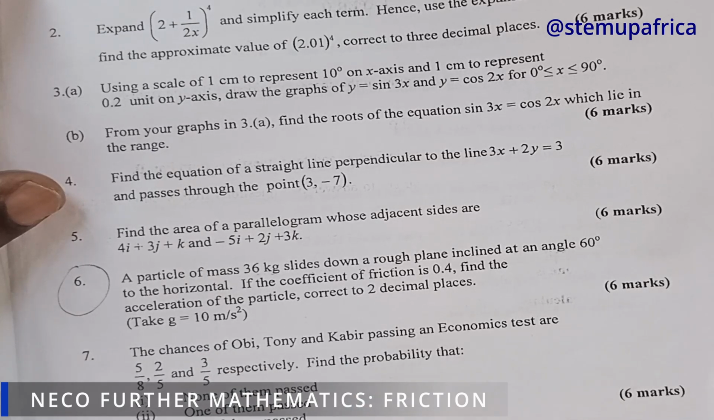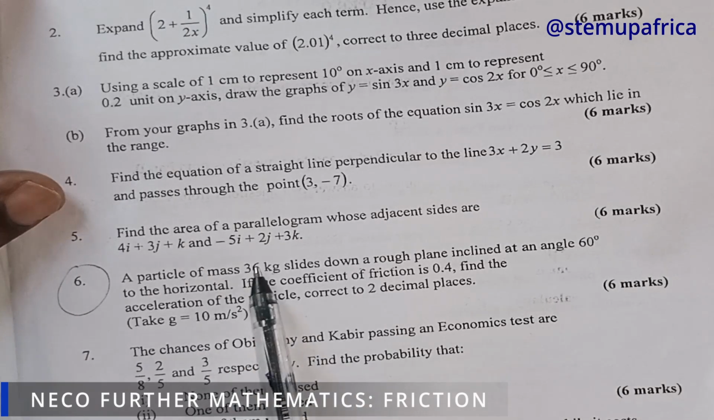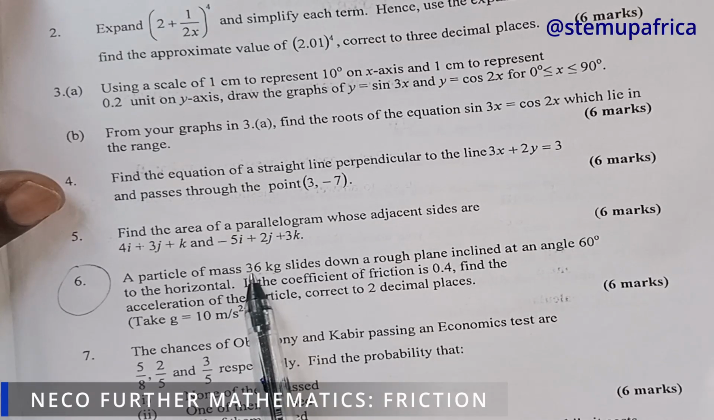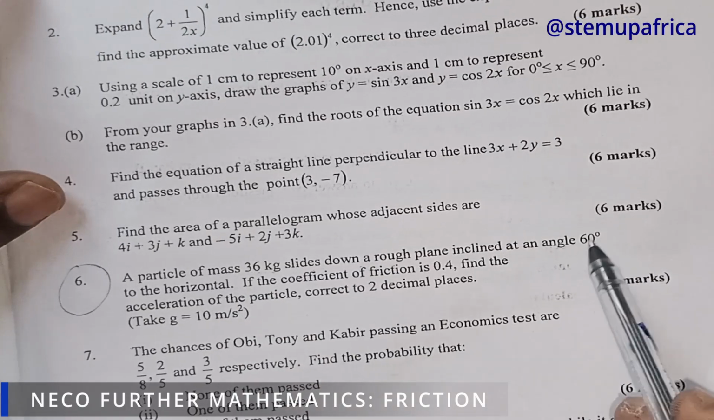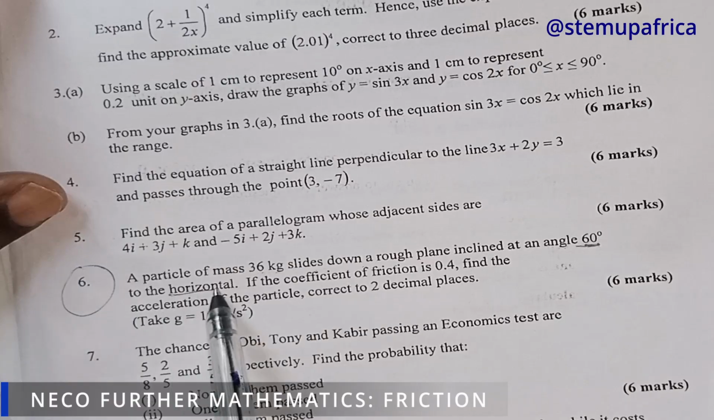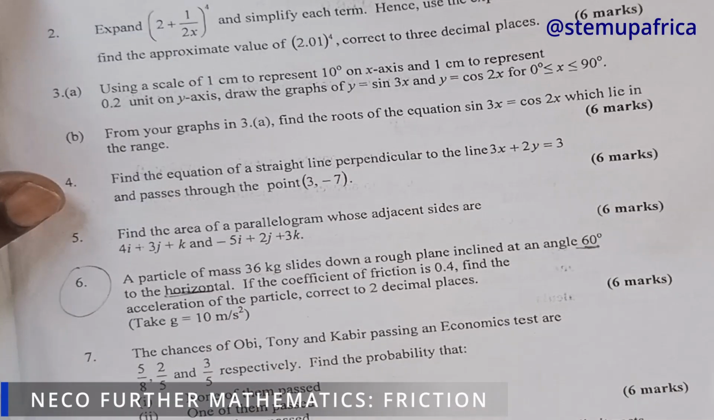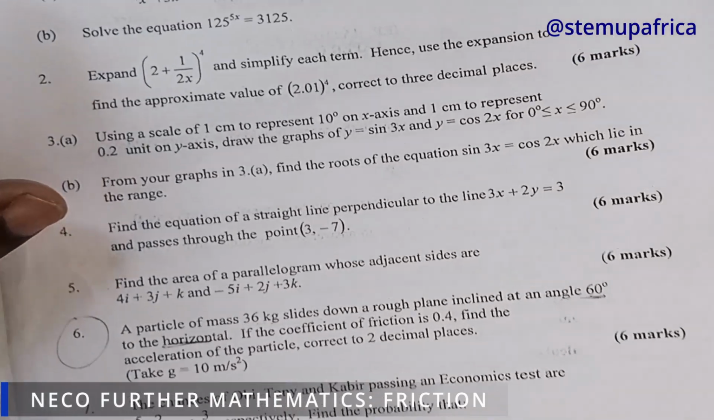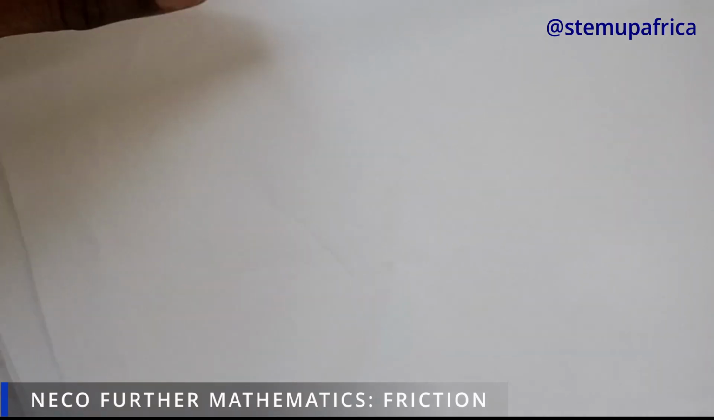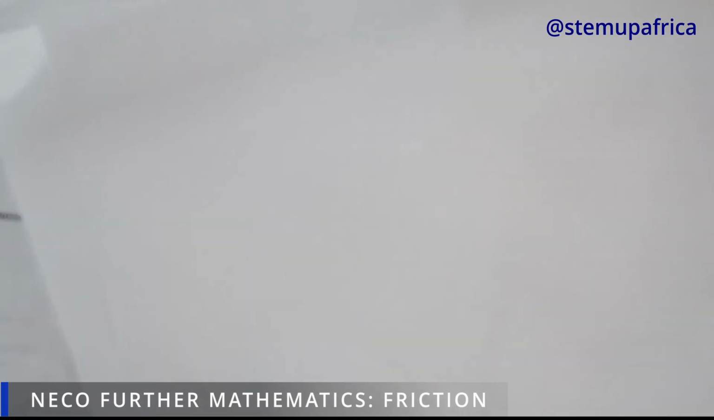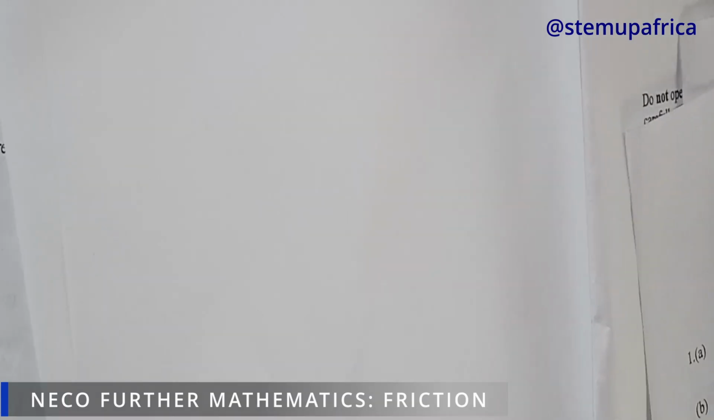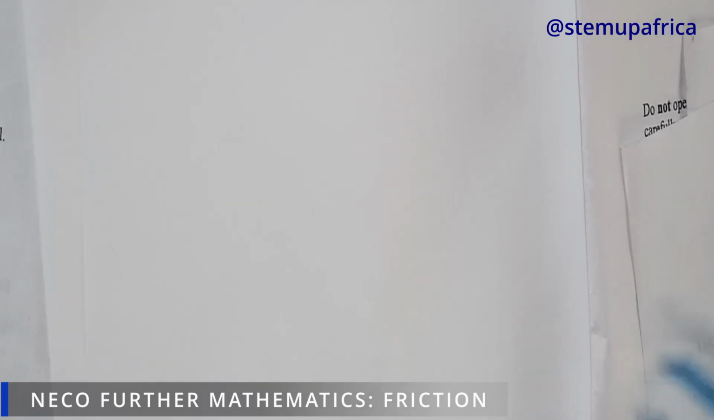There are things we have to look at here. You need to get the weight of the particle, given that the mass is 36 kilograms and the plane is inclined at 60 degrees to the horizontal axis. That is how the plane is inclined, 60 degrees to the horizontal axis. So let's draw the free body diagram to illustrate what the question is telling us.